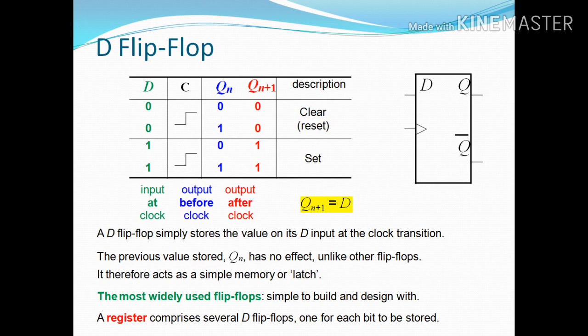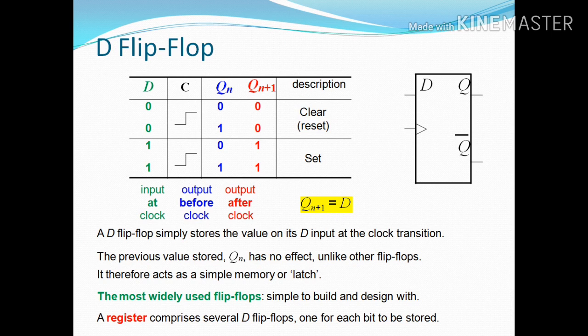Just see our truth table values. If D equal to 0, clock pulse goes 0 to 1, then Q equal to 0 or 1, and Q plus 1 is 0, 0. It is called clear or reset. When D equal to 1, the clock pulse is the same, 0 to 1, then Q equal to 0 or 1 depending on that, and we get Q plus 1 as 1, 1. It is called set.